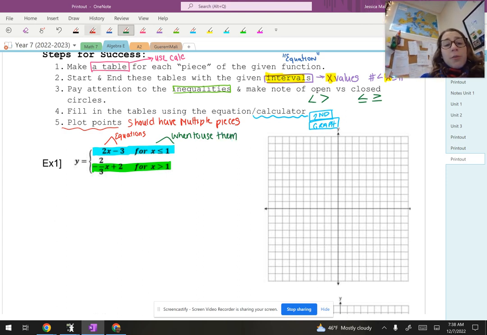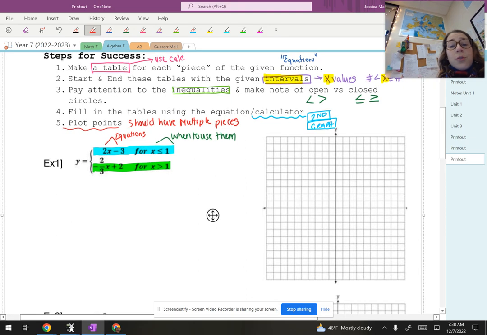So if you read this, this says that y equals 2x minus 3 for x's that are less than or equal to 1. On the other side, or underneath it, it says y equals negative 2/3 x plus 2 for x's that are greater than 1. You're always going to have that overlap with those pieces there.